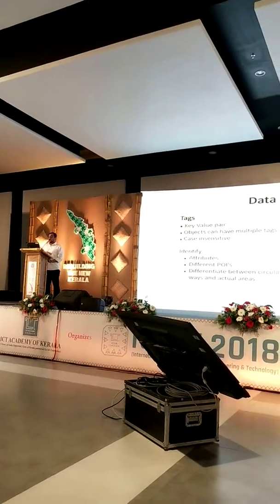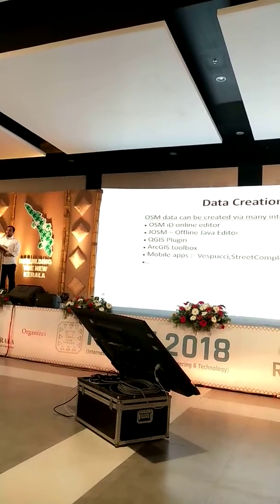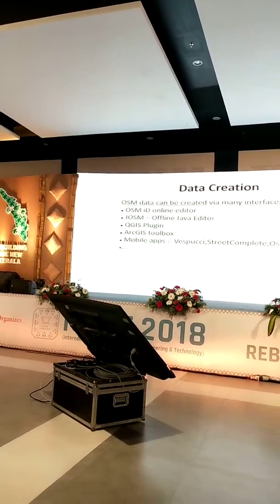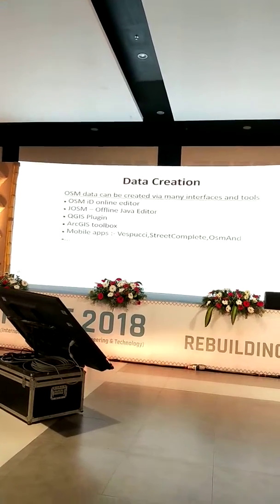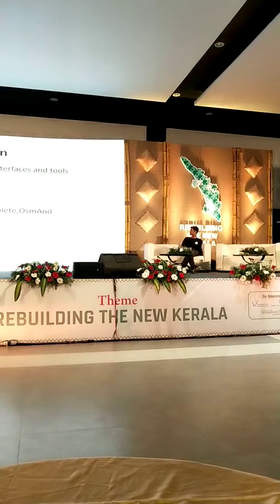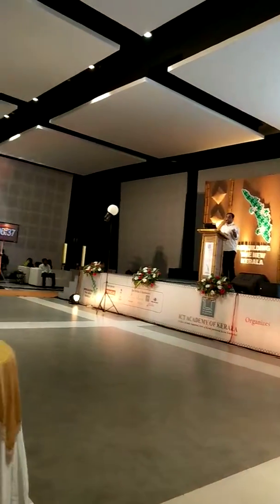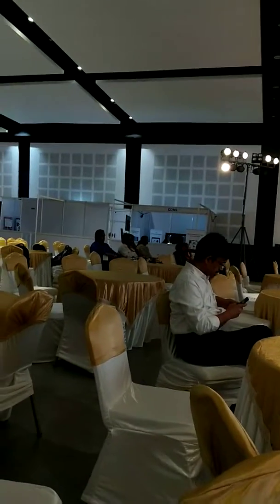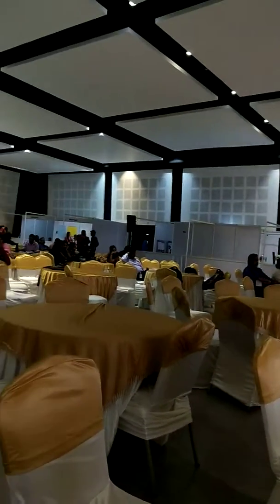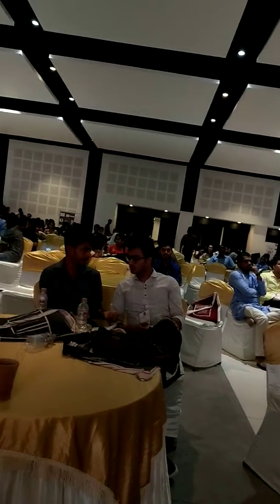So how is the format? This is one node. What is a node? What is a way? What are tags, etc. How the data is created: OpenStreetMap has something called the iD editor, a simple editor which you can use. A node means it is a point, like a tree or an ATM. If you want to draw a building or a road, a building will be a collection of ways. A road will be just a way.